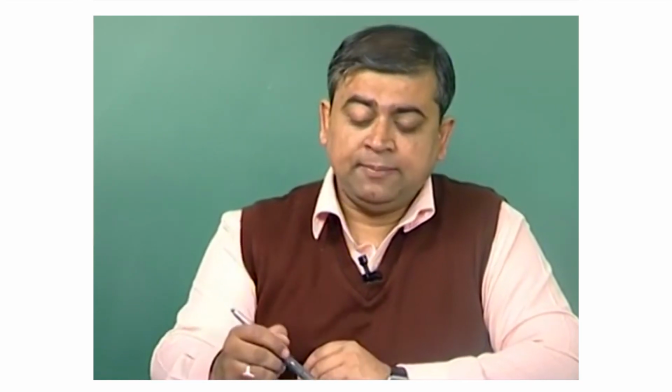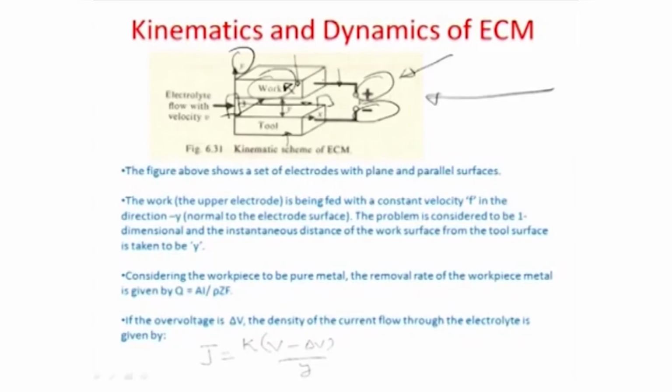So, in this case we are assuming that the workpiece is moving towards the tool. So, the work is fed here with a constant velocity which we call f basically, the feed rate. So, we are feeding the workpiece in the minus y direction, thereby meaning that the work is approaching the tool surface in the negative y direction, and we consider a one dimensional problem here and try to find out what is the correlation between the dissolution and the velocity.